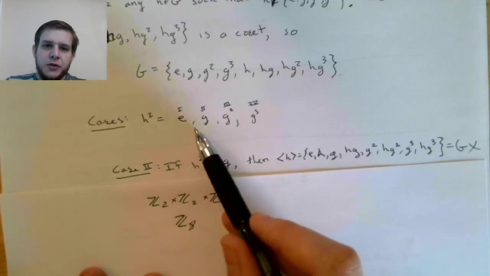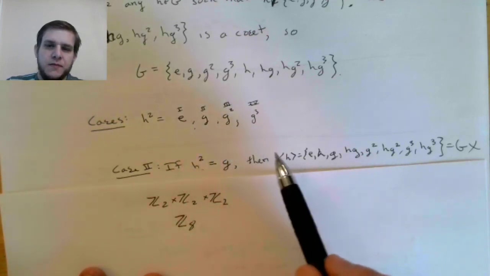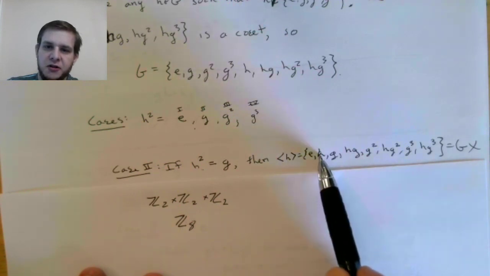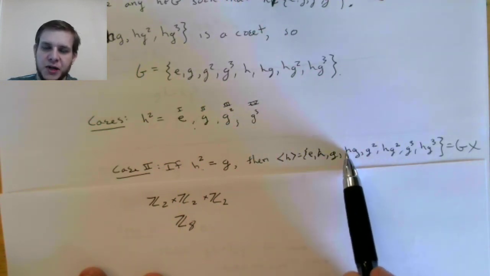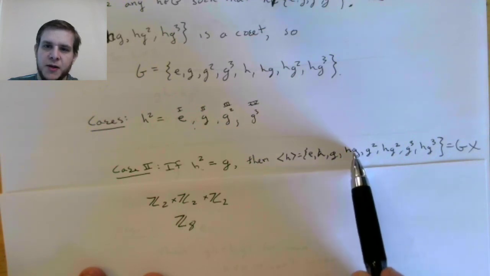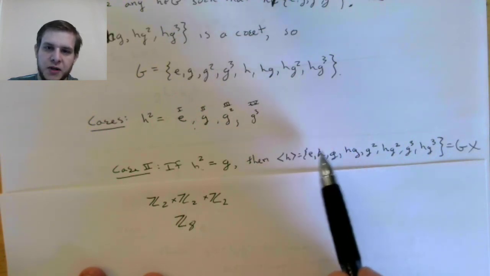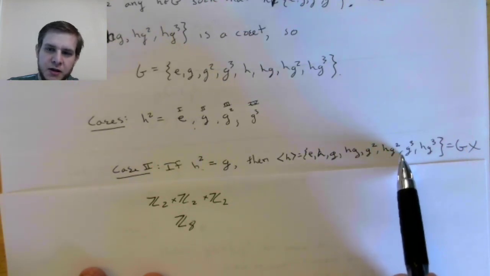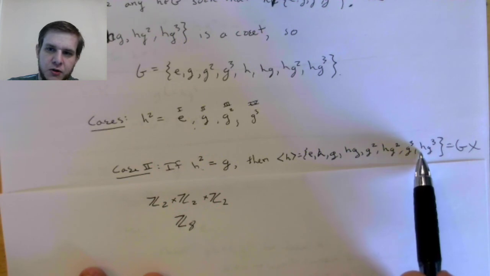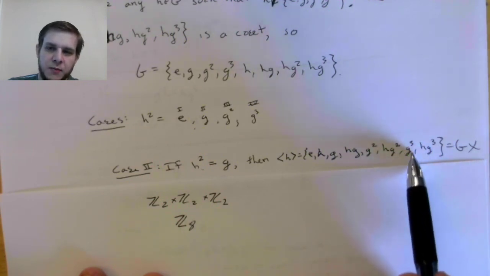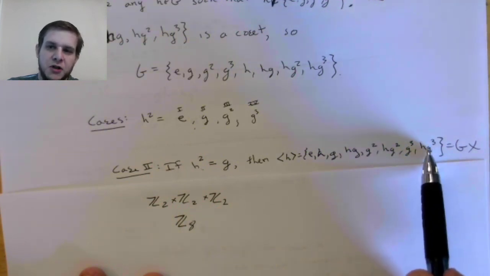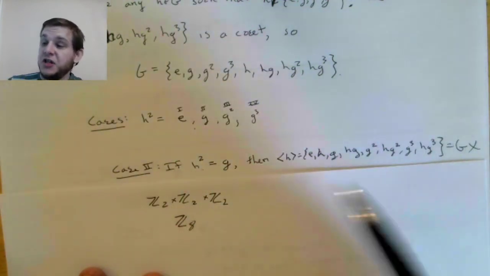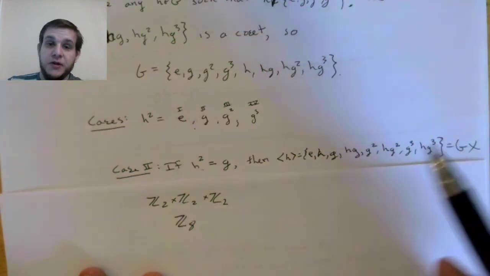So in case 2, when H squared is equal to G, then when I look at the cyclic subgroup generated by H, I get the identity, H squared is equal to G, multiply by H again, I get HG, multiply by H again, I can substitute G again, so I get G squared, HG squared, substitute the H squared again to get up to G cubed, HG cubed, and then multiply by H again, I get H squared G cubed, which is G times G cubed, which is G to the 4th, and since G has order 4, G to the 4th is equal to the identity.